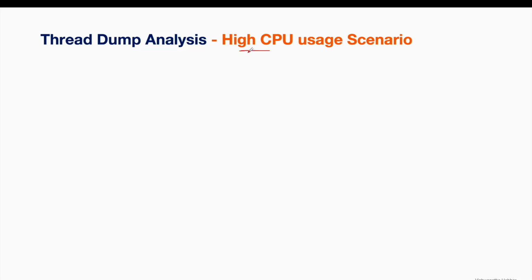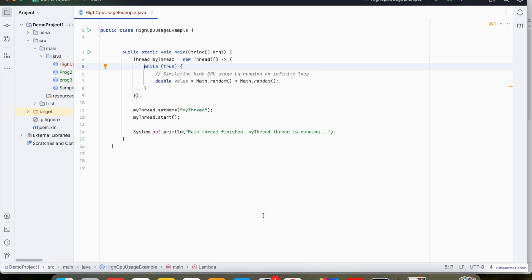Hello, welcome. Let us discuss and understand how you can analyze the thread dump and find the thread which is using a higher CPU. Let me open the IntelliJ IDE. I have created a sample program. I have opened the IntelliJ IDE.